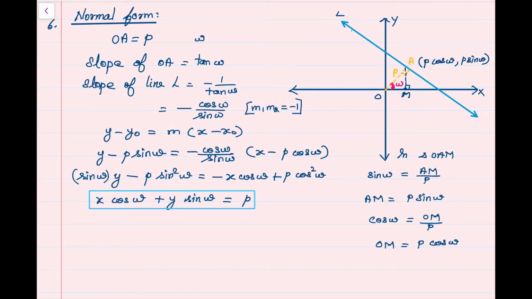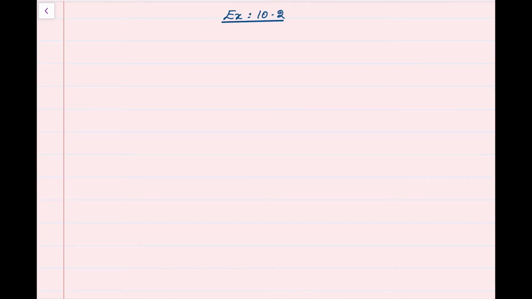In whichever quadrant the line L lies, that is whichever position it takes, the equation of the line will be x cos omega plus y sin omega equal to p when you know p and omega. Mark all these formulae in your textbook and memorize them. We will do exercise 10.2. Question number 1. Write the equations of the x and y axis.